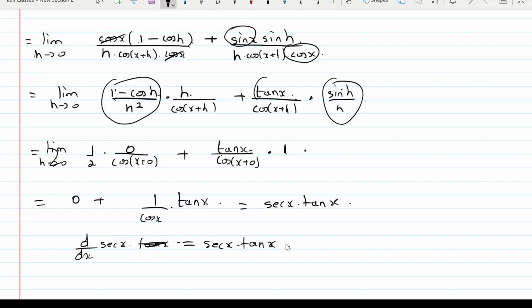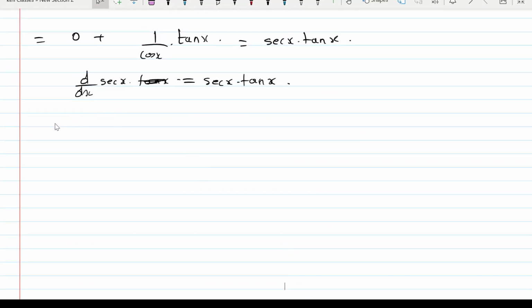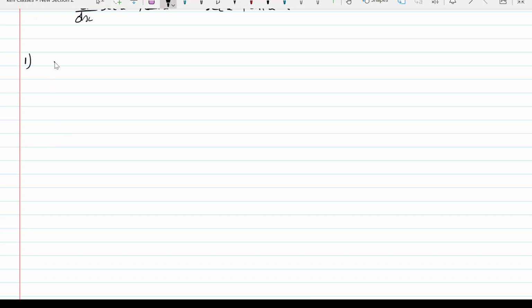Okay, so these are some of the proofs. Now I'll directly go to the exercise, but there are other formulas also that you need to consider. Some of them are d by dx of cosec x, which is equal to minus cosec x cot x.